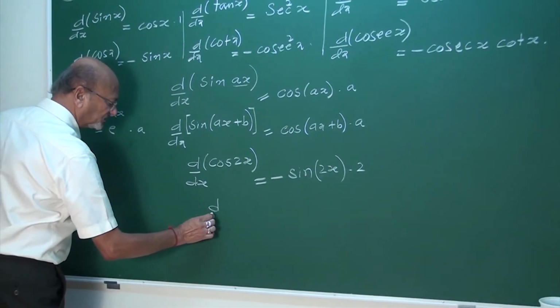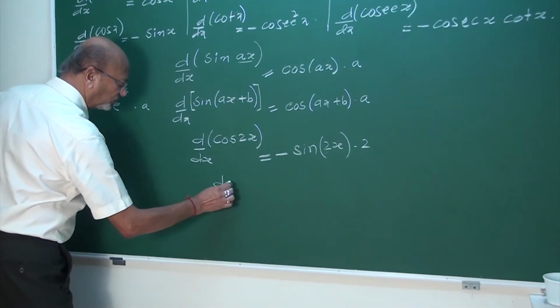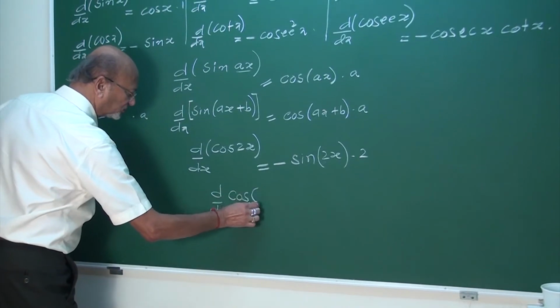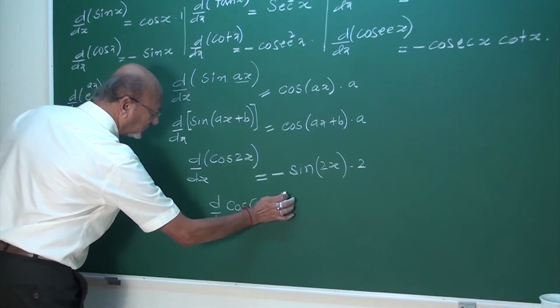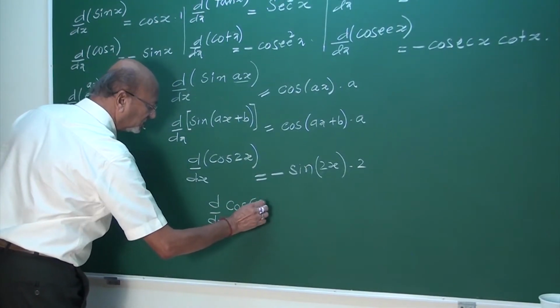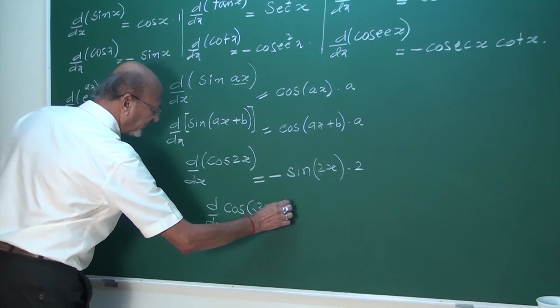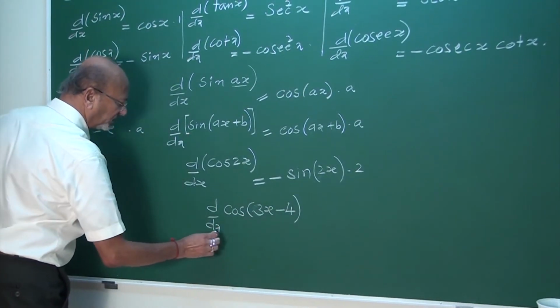Another example: d by dx of cos of 3x minus 4.